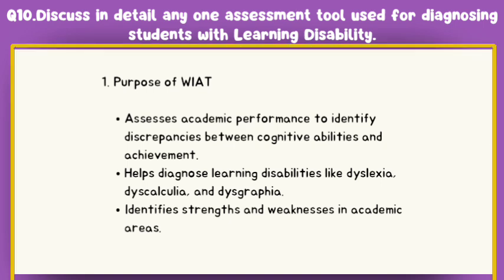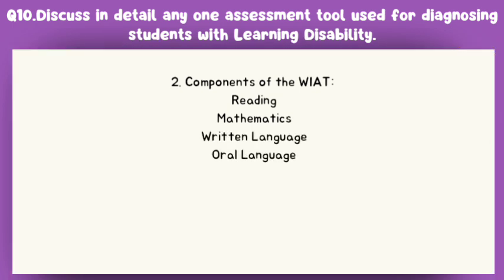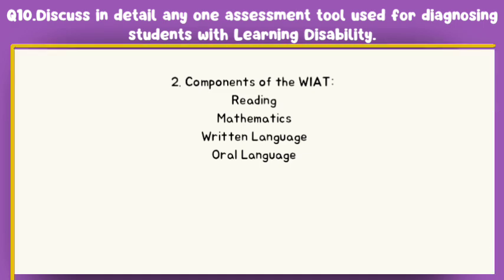Let's see some of the components of this test. This test evaluates several key academic areas, providing a comprehensive view of a student's academic functioning. Some of the components are reading, mathematics, written language, and oral language. Reading, like assessing word reading, comprehension, fluency, identifying issues like dyslexia. In mathematics, the test evaluates math problem solving, numerical operations, and math fluency, helping to diagnose dyscalculia. The next, written language.